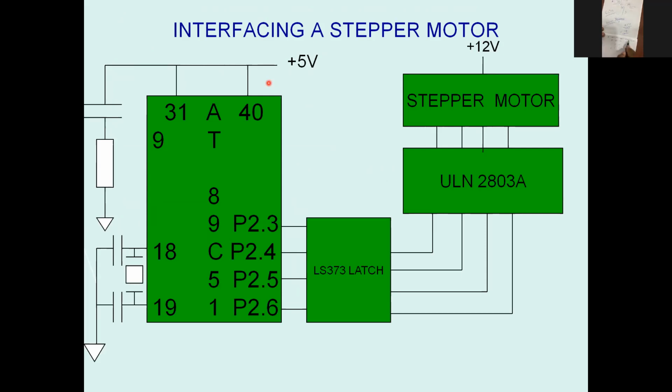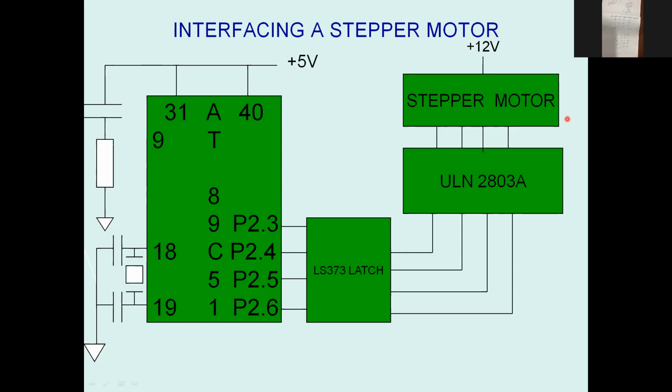I am doing it in a reverse way. This is what I am mentioning over here, P2.0 up to P2.7, but it is just reversed. P2.3, 4, 5, 6. We are writing like that: A, B, C, D. 1, 0, 0, 0. Is it clear to all of you? Yes, sir.